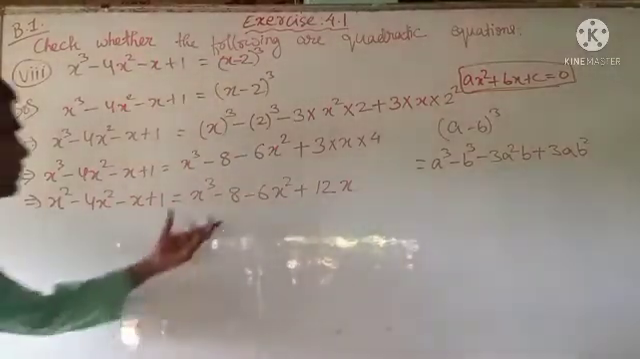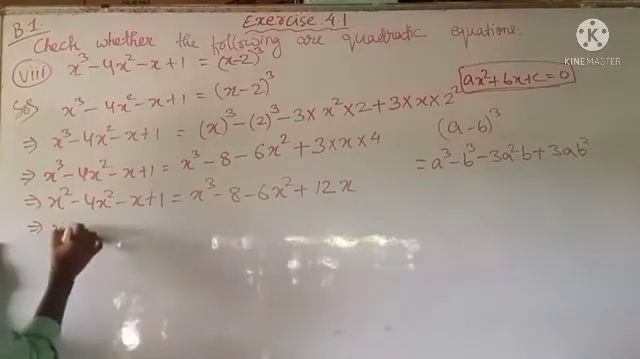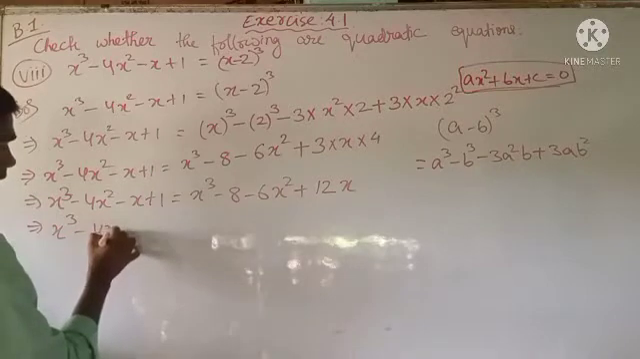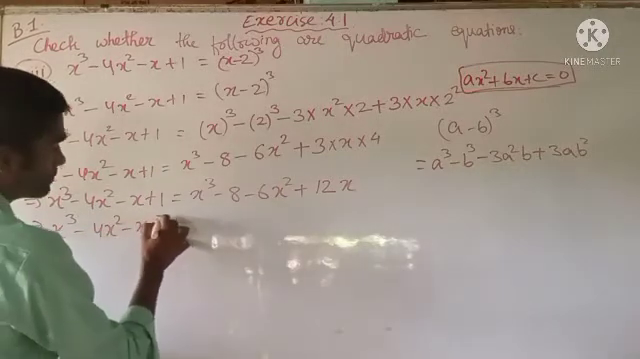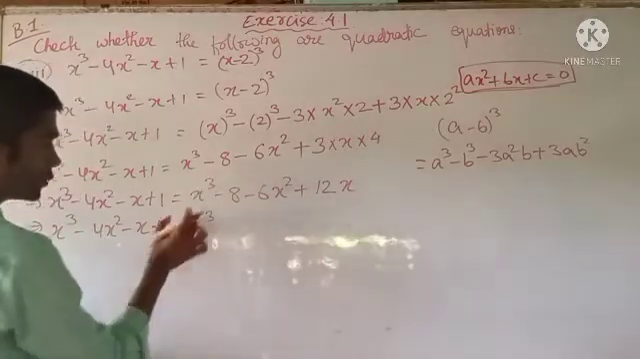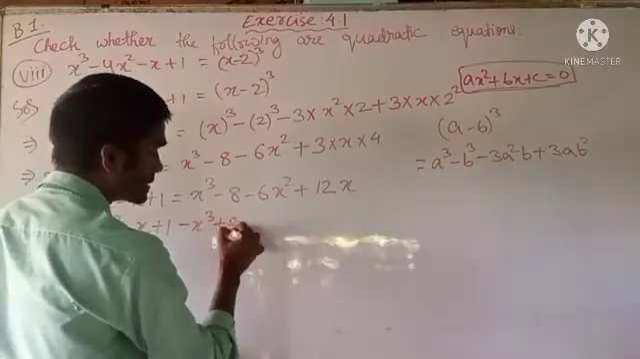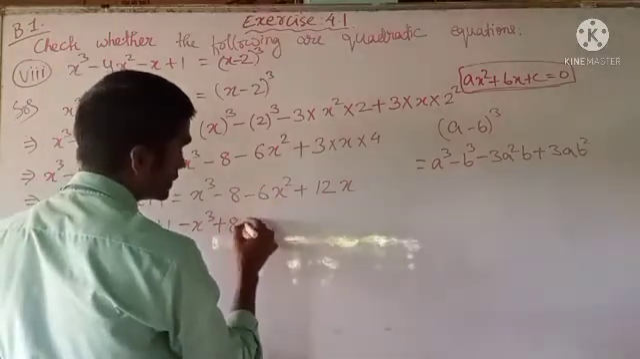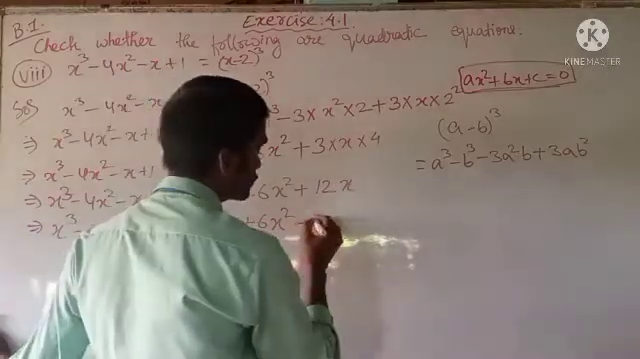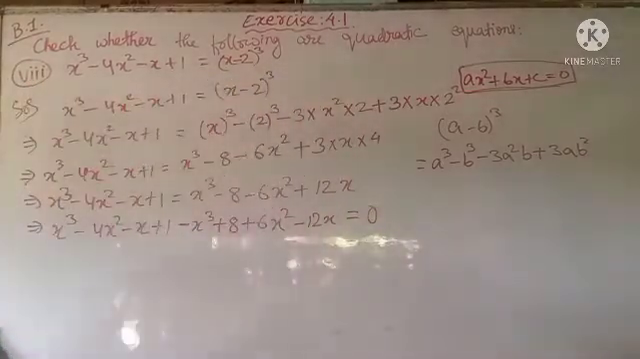Now we will bring these terms on the left hand side. So here x cube minus 4x square minus x plus 1 minus x cube plus 8 we are bringing, then it is minus x cube, minus 8 will change into plus 8, minus 6x square will change into plus 6x square, plus 12x will change into minus 12x is equal to, nothing is left now, 0.